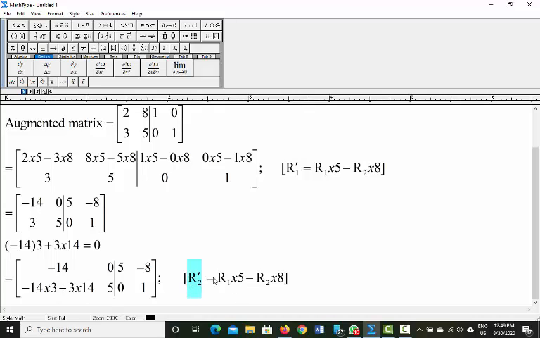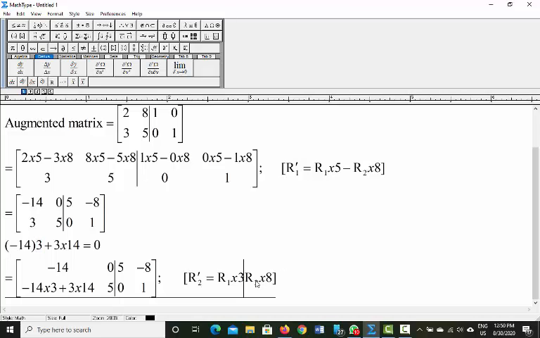What is the formula? Whatever you have in row 1, we will multiply it by 3. In row 1 we have minus 14, so the elements of row 1 are multiplied by 3. I am repeating again: minus 14 is in row 1, so whatever you have in row 1, we will multiply by 3.